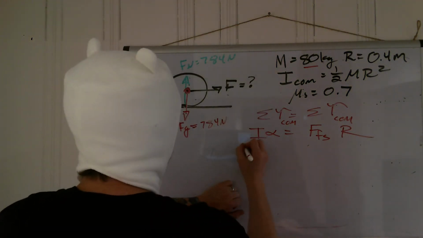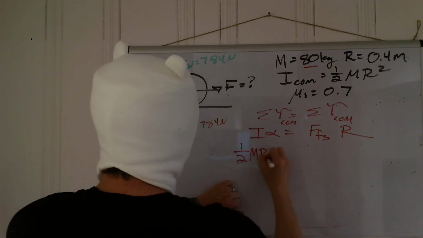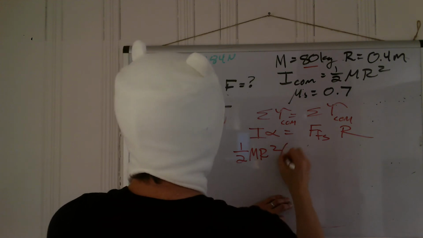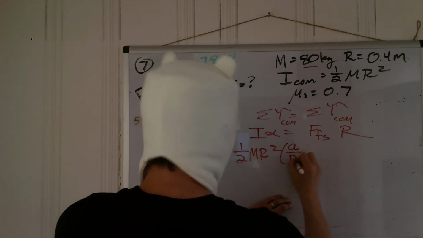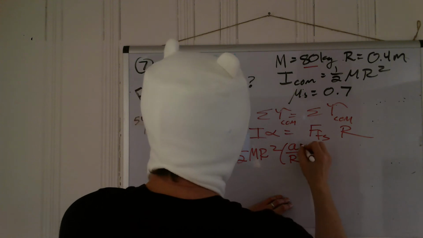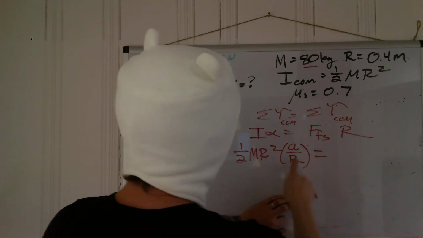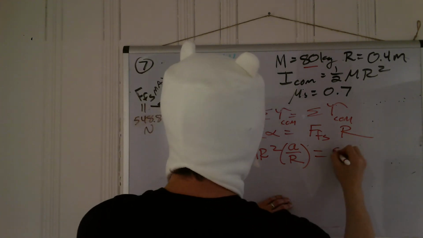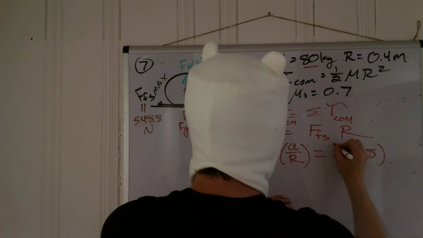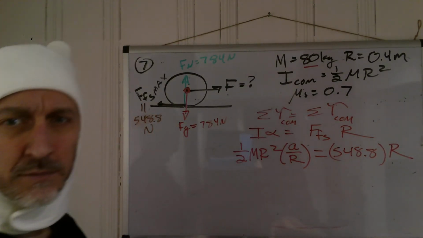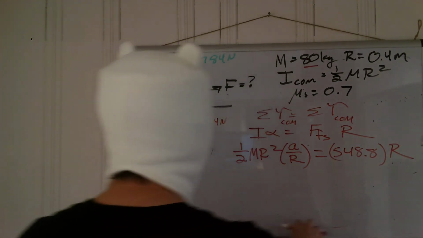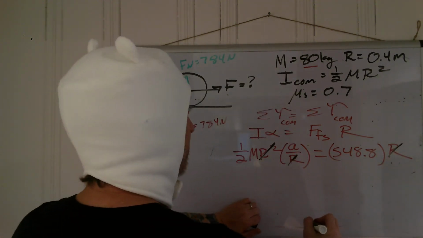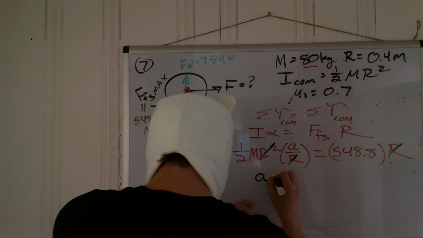So let's plug in our numbers. We've got 1/2 mr squared times alpha. My alpha is just going to be A over R, equals, notice we have to do A over R or our radii will not cancel. And then static friction is 548.8 times R. Okay? So all of those R's are going to cancel.